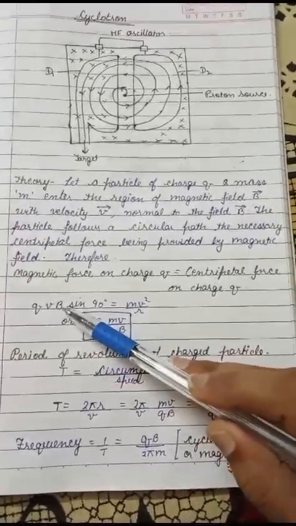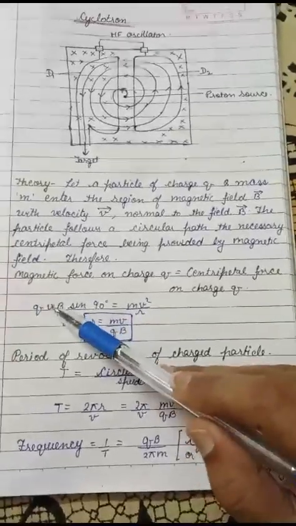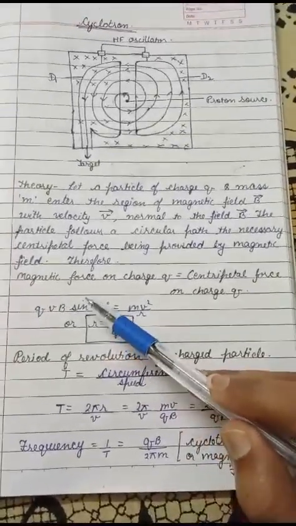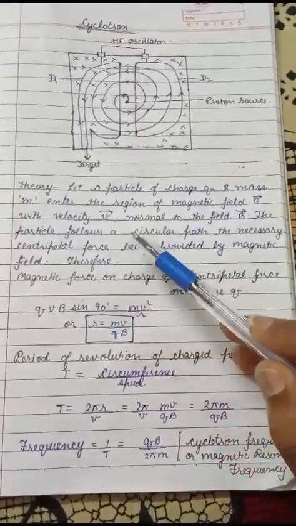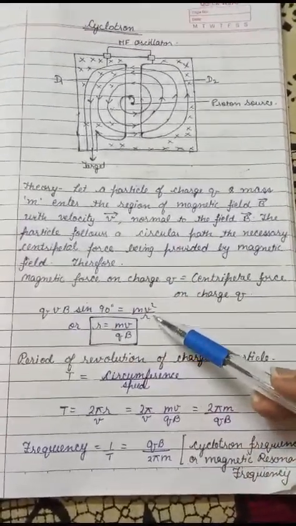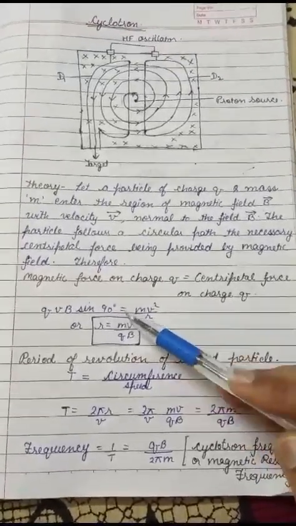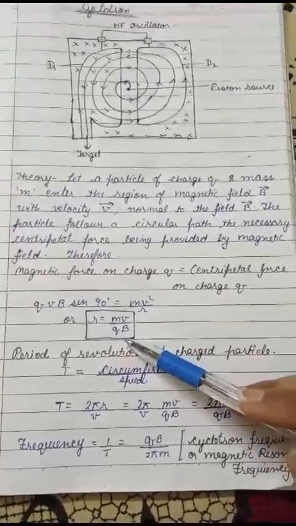So what is the magnetic force? It is qvB sine 90 degrees, because the angle between velocity and magnetic field is 90 degrees. So this is equal to the centripetal force mv square by r. From here we get the equation for the radius of the charged particle, that is mv upon qB.